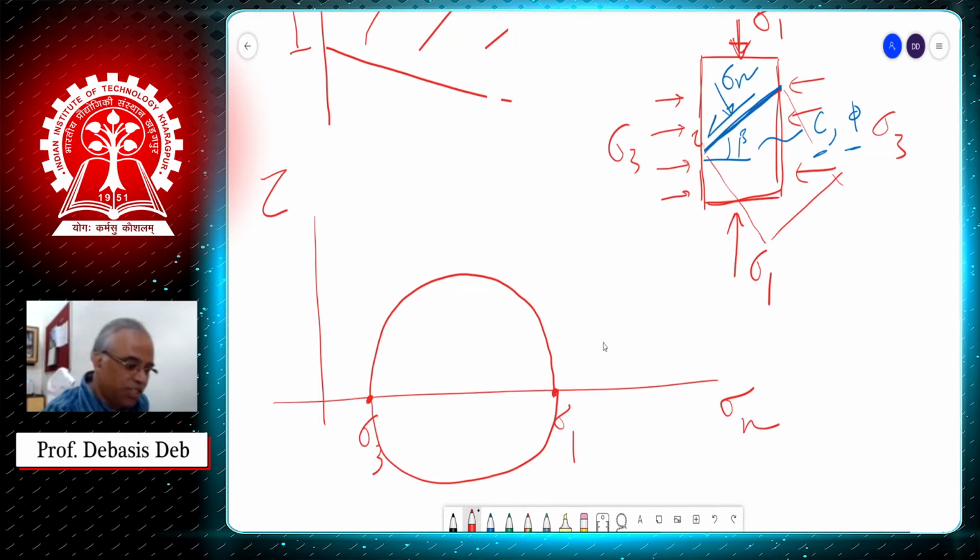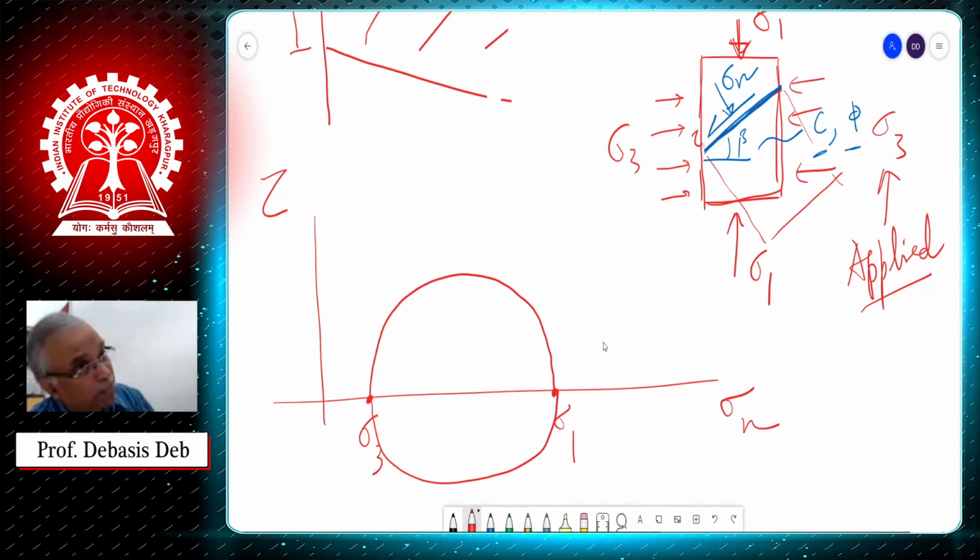Now mind that sigma 3 is known to us because this is applied. Let's say before the test, we applied 5 MPa or 2 MPa, whichever the student wants to apply. And for the entire test, this value will be maintained. This will not change. This is a constant stress that will remain applied on the sample for the entire duration of the test.